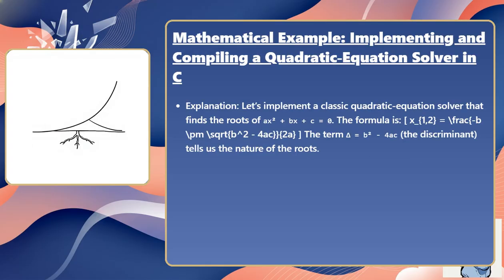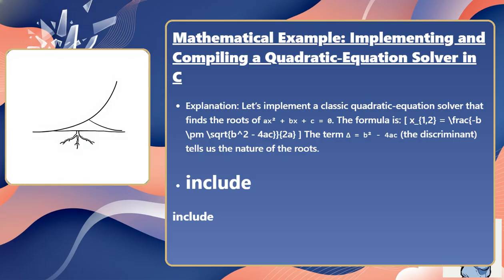Explanation: let's implement a classic quadratic equation solver that finds the roots of ax² + bx + c = 0. The formula is x₁,₂ = (-b ± √(b² - 4ac)) / 2a. The term delta = b² - 4ac, the discriminant, tells us the nature of the roots.